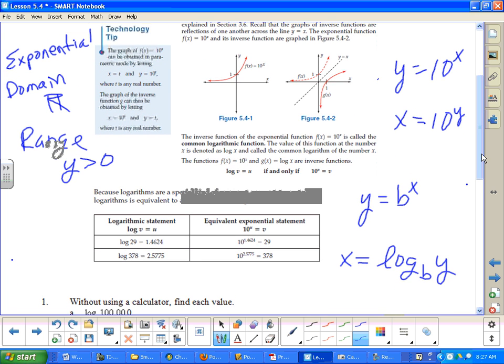Now, exponential functions have a domain with all real numbers, and their range is where y is greater than 0. And since logarithms are the inverse of exponential functions, then logarithms have a domain that has x is greater than 0 and a range that is all real numbers. Because remember, when we do inverses, not only do we switch x and y, we're actually switching the domain and range also.